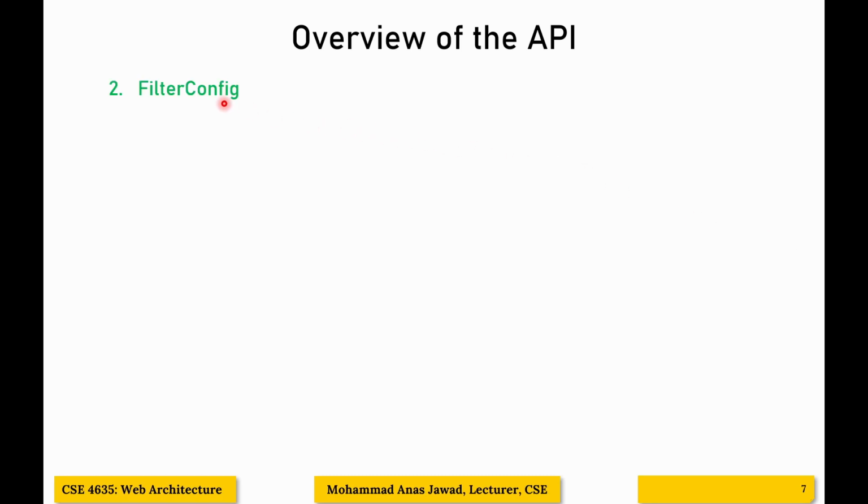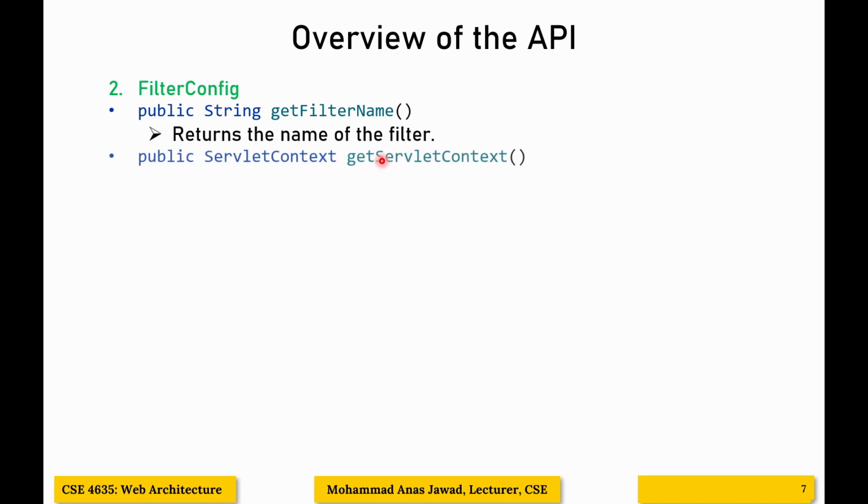Next, we have the filter config interface. The filter config interface has four methods. The getFilterName method is used to return the name of the filter. The getServletContext method is used to return the servletContext object.